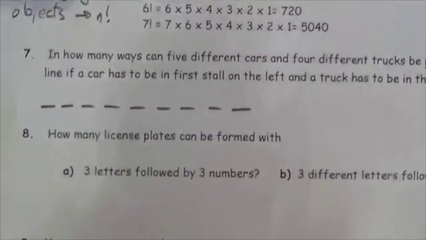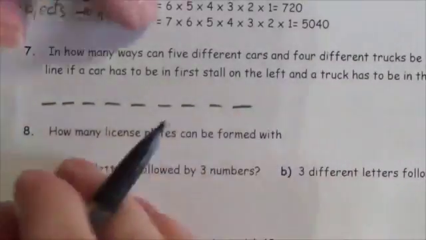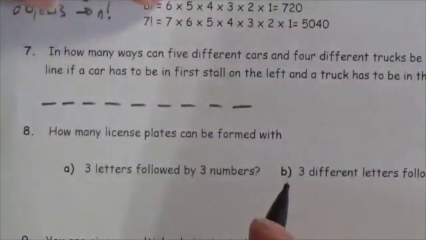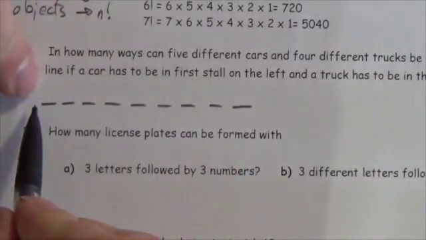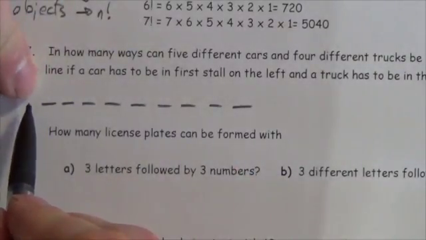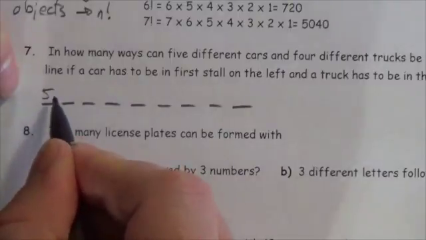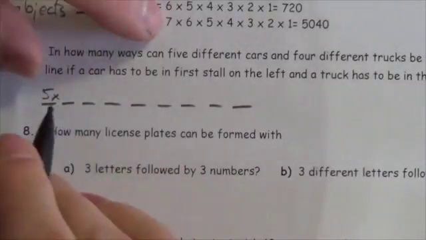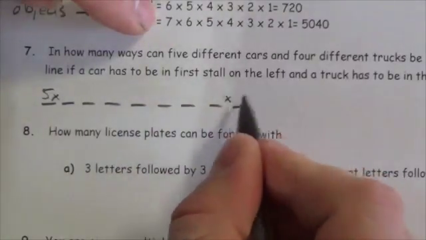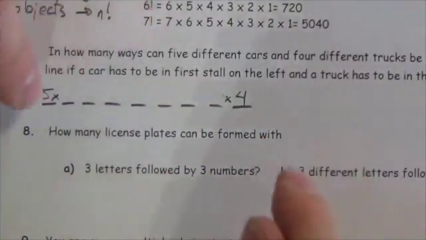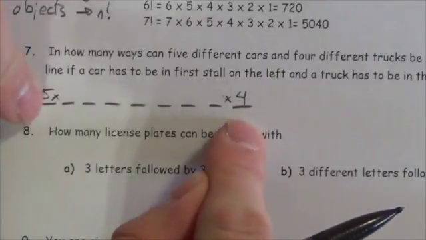Now I'm going to do this a couple of different ways, and we're going to move away from this in just a moment. But there are some restrictions here. First of all, in the first stall on the left, there has to be a car, and there are 5 options for that one. And then the last one on the right has to be a truck, and there are 4 different trucks to choose from. So those are my 2 restrictions. I've got to deal with those first.